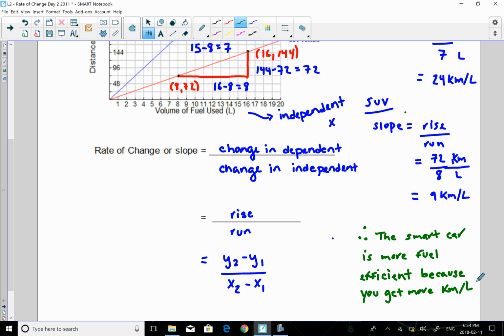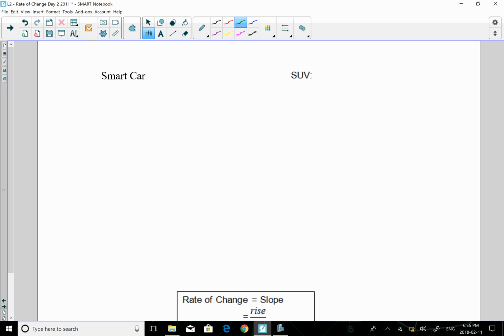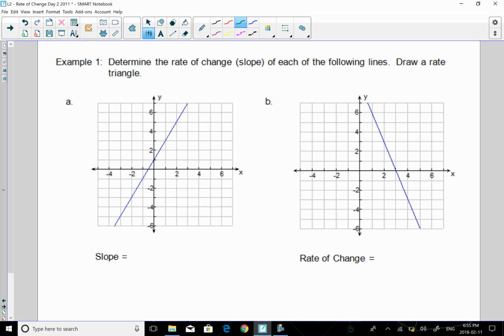All right, so look here, more examples. Remember, again, slope is rise over run. Determine the rate of change of each of the following lines. Draw a rate of change triangle. So, when you want to do rate of change, you can pick any 2 points, because in a line, the rate of change is going to be constant.